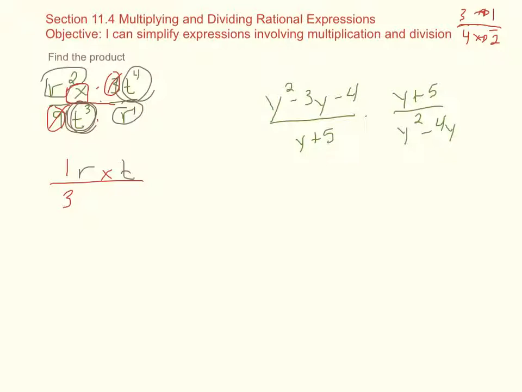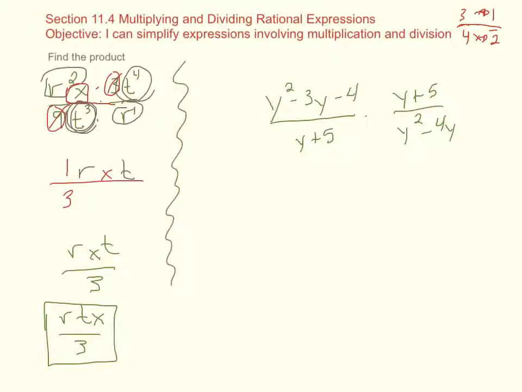I'm just going to rewrite it so it looks a little bit better. r x t over 3. And usually we want to put them in alphabetical order. So let's put them in alphabetical order. So r t x over 3. And that would be your simplified answer for this one. Once again, you have nothing to factor apart. It's just simplifying. The multiplication really doesn't change a whole lot compared to what we did yesterday.